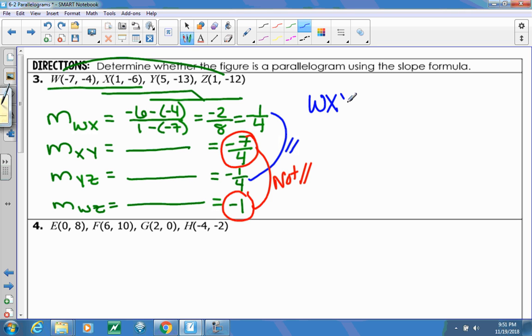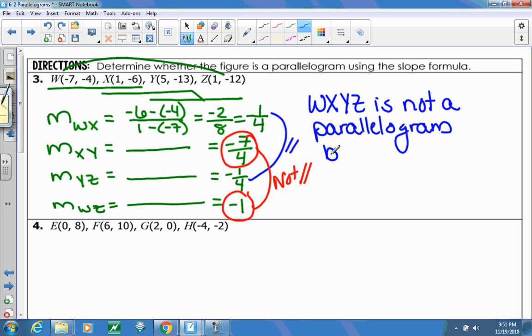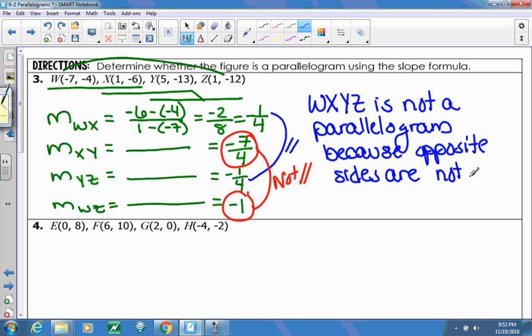So WXYZ is not a parallelogram because opposite sides are not parallel. So there's your second choice, different method to do.